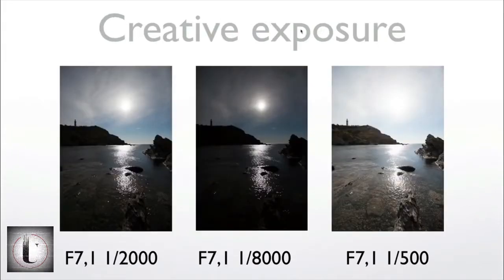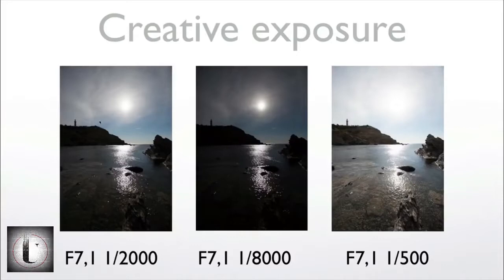Another example, creative exposures. This was a scene when I was shooting straight into the sun, and that's the exposure that the camera was giving me. That was the AV mode version of it. I put in f7.1 because that's the usual value I use to have a sharp landscape. And as I was in AV mode, the camera tells me, well, I'm fine at 1/2000 of a second.